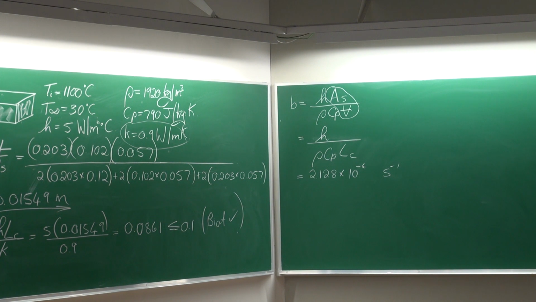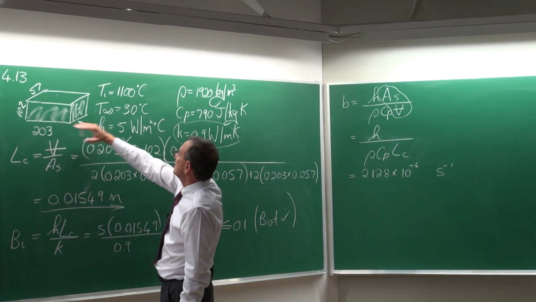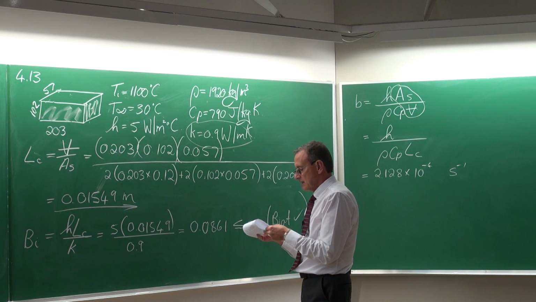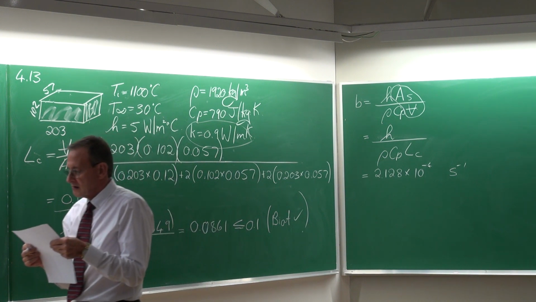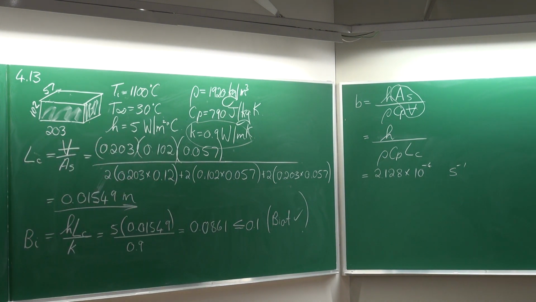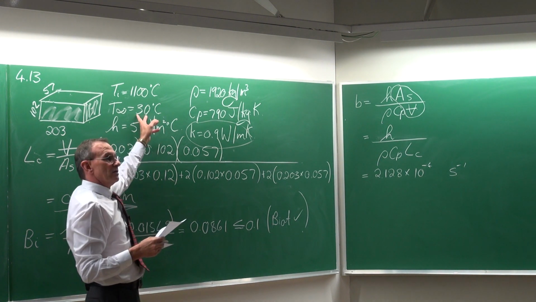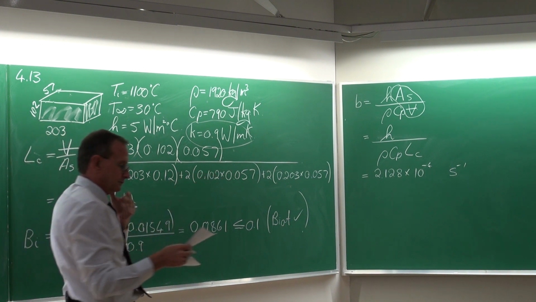Oh, I forgot to mention. The original problem was that this is the initial temperature. The environment temperature is being dropped to 30 degrees Celsius. And we are asked to calculate how much time it will take for the temperature to be 5 degrees Celsius from the ambient temperature. So the ambient temperature has been dropped to 30. The question is, how long will it take for the brick to get to a temperature of 35?